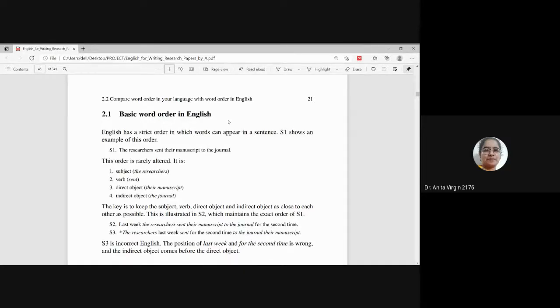Okay, so we just start with the word order. When you write in English, this is very important for us, the word order. When you start writing an article, you have to be very careful with the word order.